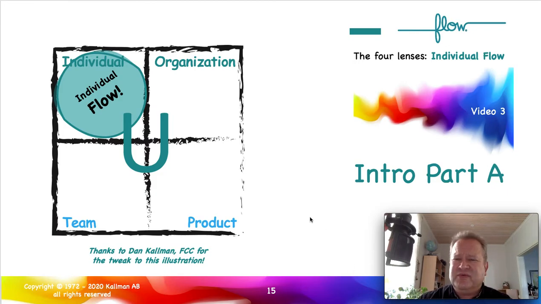We're starting in this introduction part A, with the 4 lenses. Right up front, I'd like to give a special thanks to my brother Dan Coleman, who's also a Flow Certified Professional, for the tweak that he suggested to this illustration. Up where organization is at, in the upper right hand corner here, we used to have product, and down here where product is now at, we used to have organization. So we flipped the 2 boxes around.